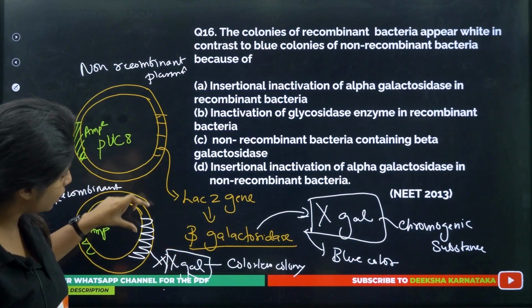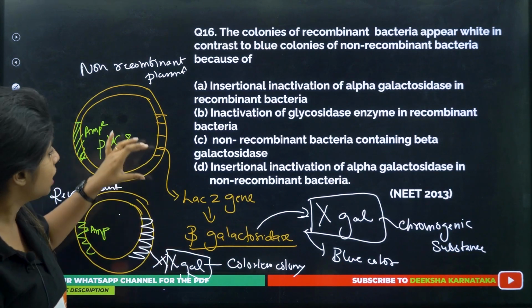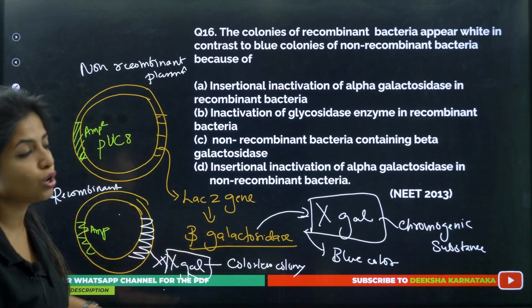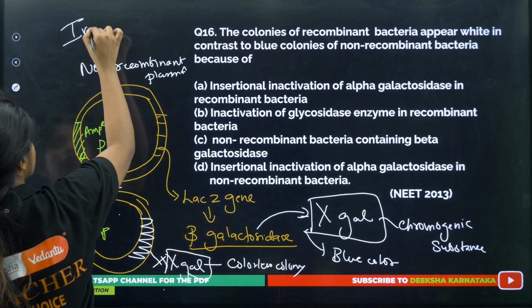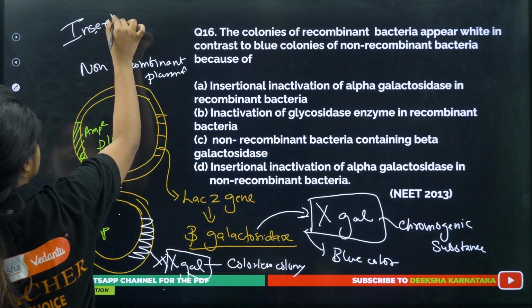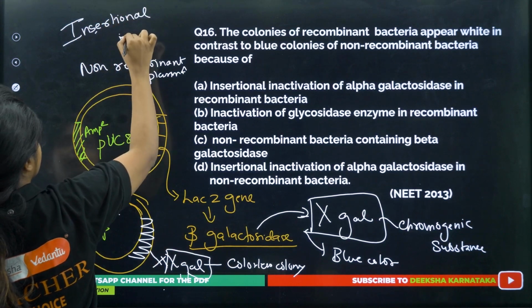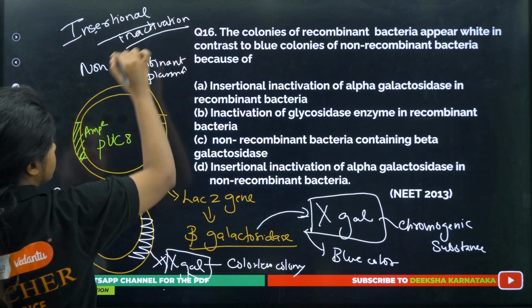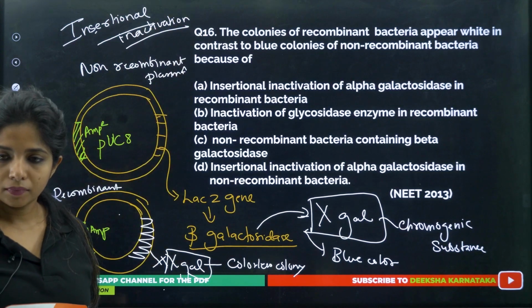And this process, where you are inserting a gene of interest, because of which the other gene is getting inactivated, so the beta-galactosidase is not being produced, you call this process insertional inactivation. You are inserting something and you are inactivating something. Got it? This is a basic funda.